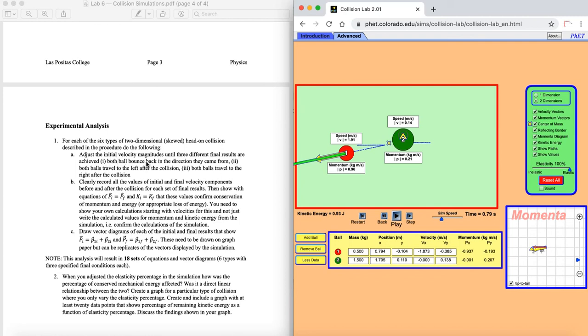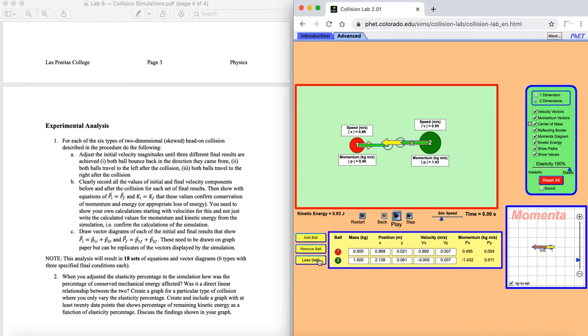Result 1, both balls bounce back in the direction they came from. Final state 2, both balls travel to the left after the collision. And then final state 3, both balls travel to the right after the collision. So this state kind of isn't any of them because one of the balls is heading directly up. So let's reset things and adjust our mass.